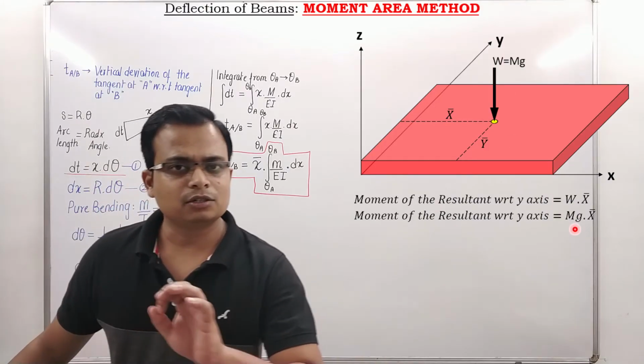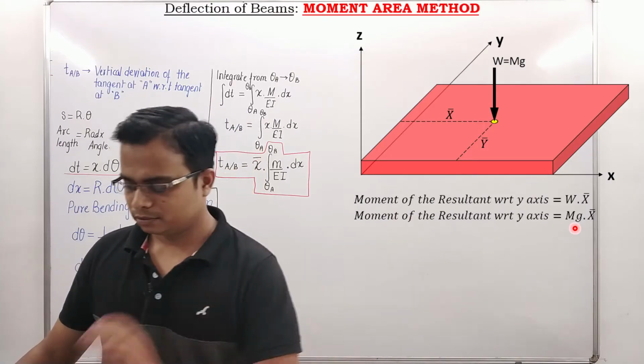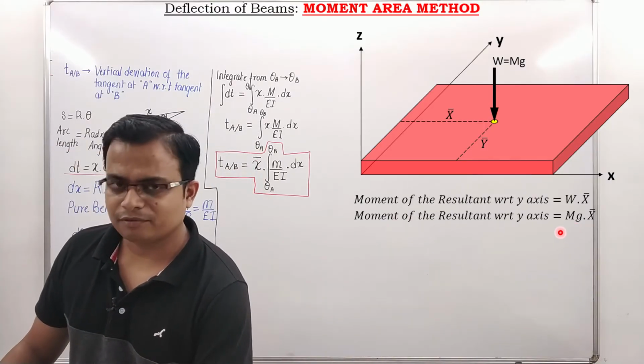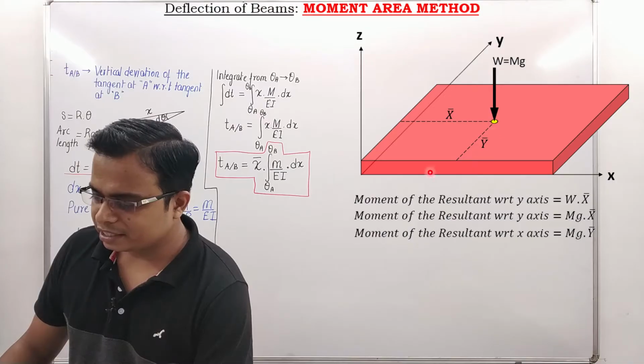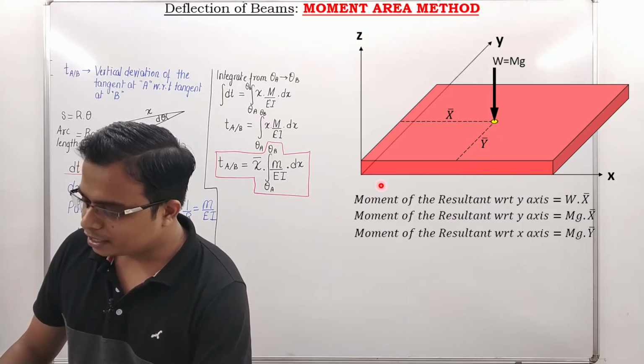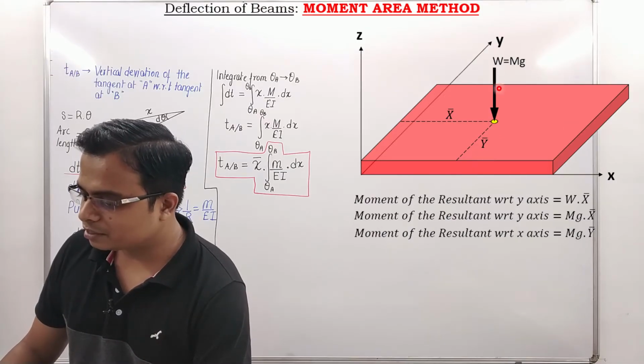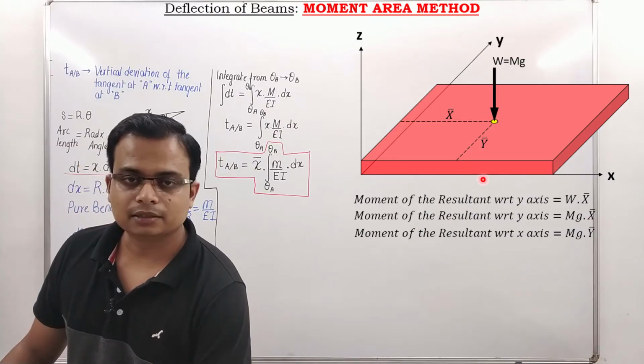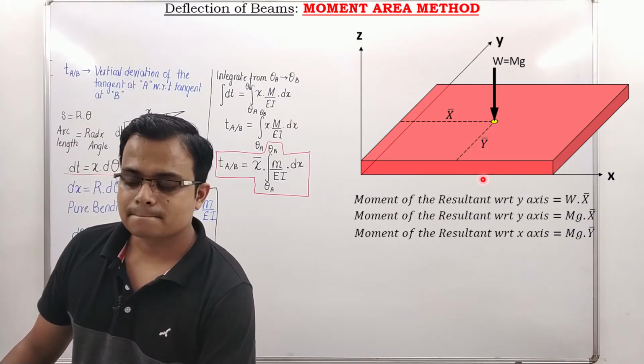Just listen to what I have to say. Keep on watching. Very simple stuff, very elementary. Similarly, you can take the moment about the x axis, and when you take the moment about the x axis, you need to multiply this w with y. That's it. Now let's proceed.